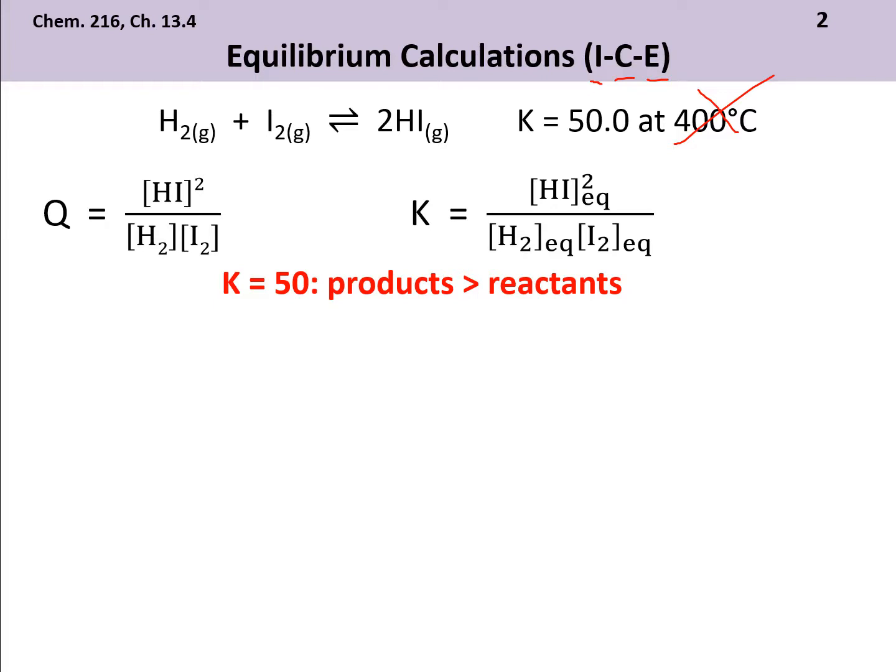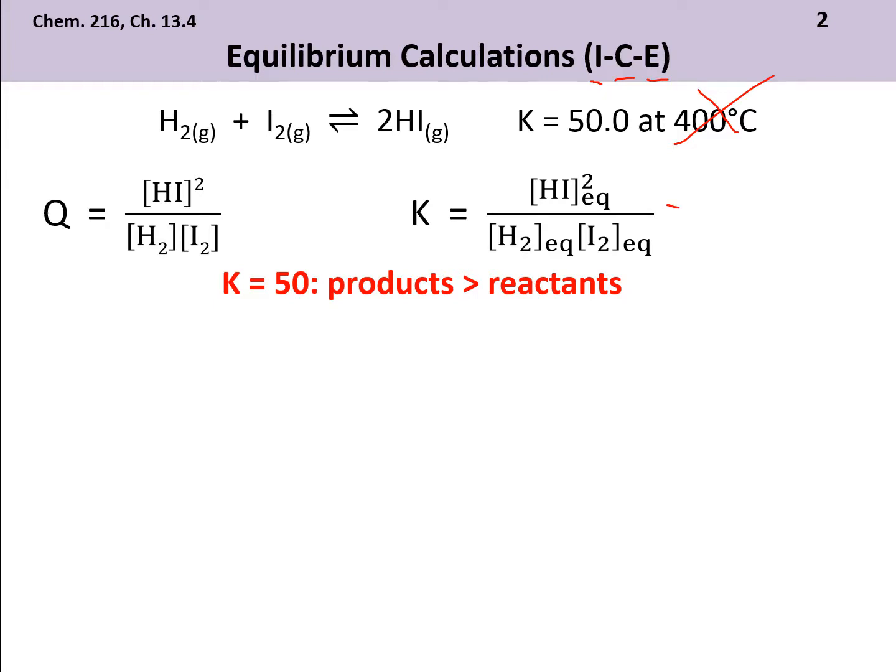So Q is going to be HI squared over H2 times I2. Products over reactants, with everything raised to its stoichiometric coefficient. And K is the exact same thing, but now at equilibrium. One thing I'll be stressing is that we need to be very careful about when we say something is at equilibrium. If it's at equilibrium, then we can find K. If it's not, then it's just Q. All right, so K equals 50.